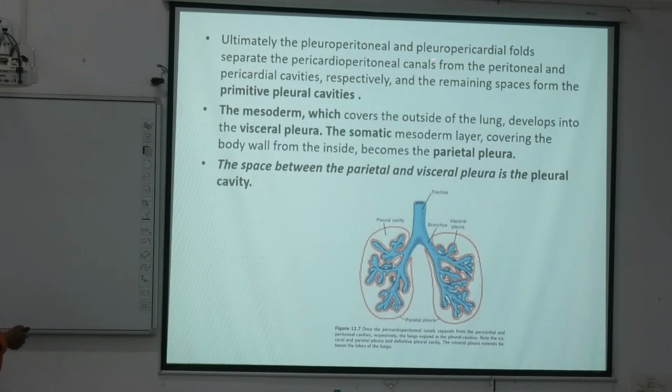Ultimately, the pleuroperitoneal and pleuropericardial folds separate the pericardio-peritoneal canal from the peritoneal and pericardial cavities respectively, and the remaining spaces form the primitive pleural cavities. The mesoderm, which covers the outside of the lung, develops into the visceral pleura. The somatic mesoderm layer covering the body wall from inside becomes the parietal pleura. The space between the parietal and the visceral pleura is the pleural cavity.